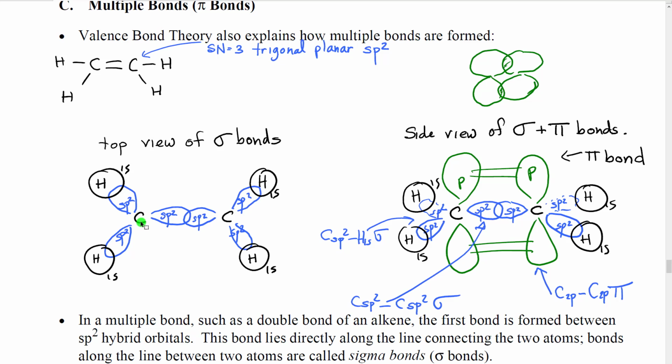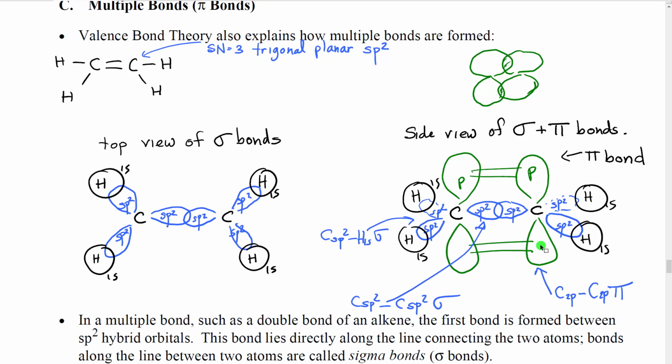So how do we get a second bond between these two carbons? Well, to get a second bond, we need a second orbital. We can't use any of the sp2 orbitals. They're already doing single bonding. So what we have to do is turn this on its side. So here's a side view of the sigma skeleton. Now we have access to the p orbitals that are above and below.